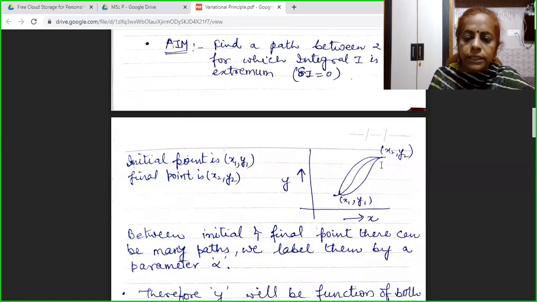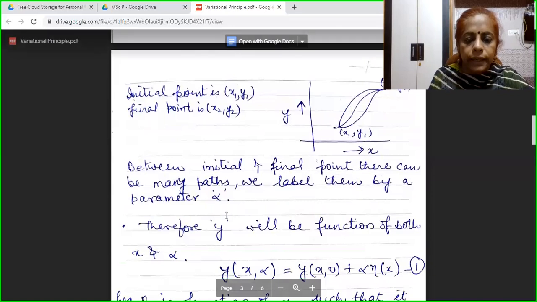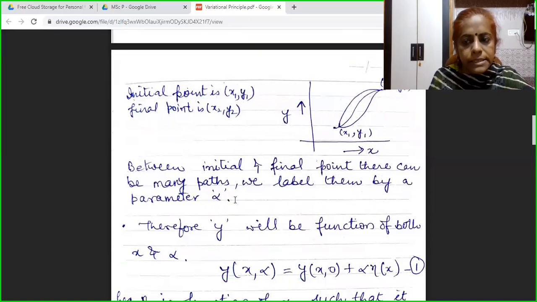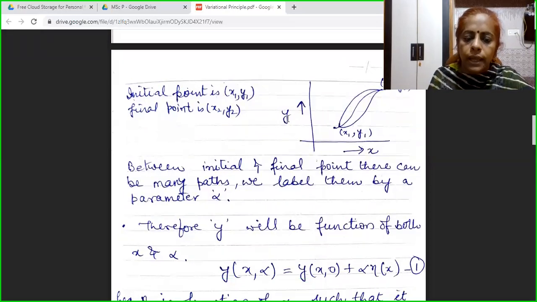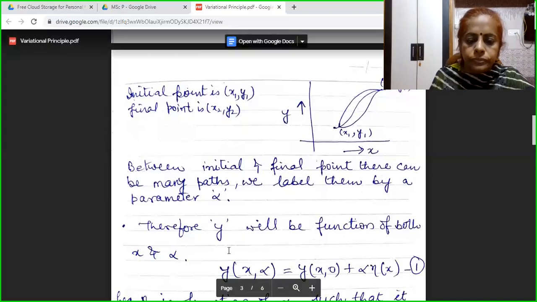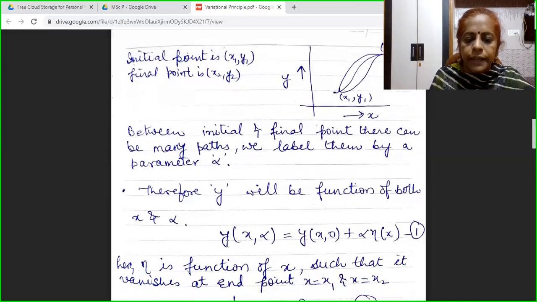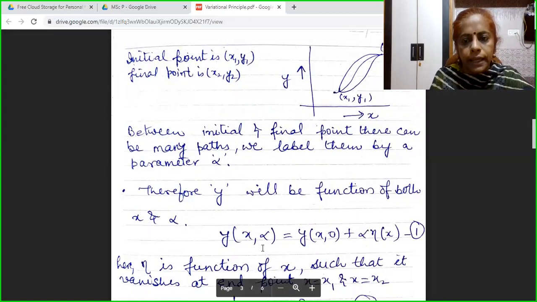Now, to differentiate these paths, I am labeling my different paths by a parameter alpha. That means I can label them as alpha 1, alpha 2, up till the number of paths defined. Now, since y was a dependent variable and its dependence was on x, we can say that this y will also depend upon the path. That means y is also dependent on alpha. So we have here y dependent on x and alpha.